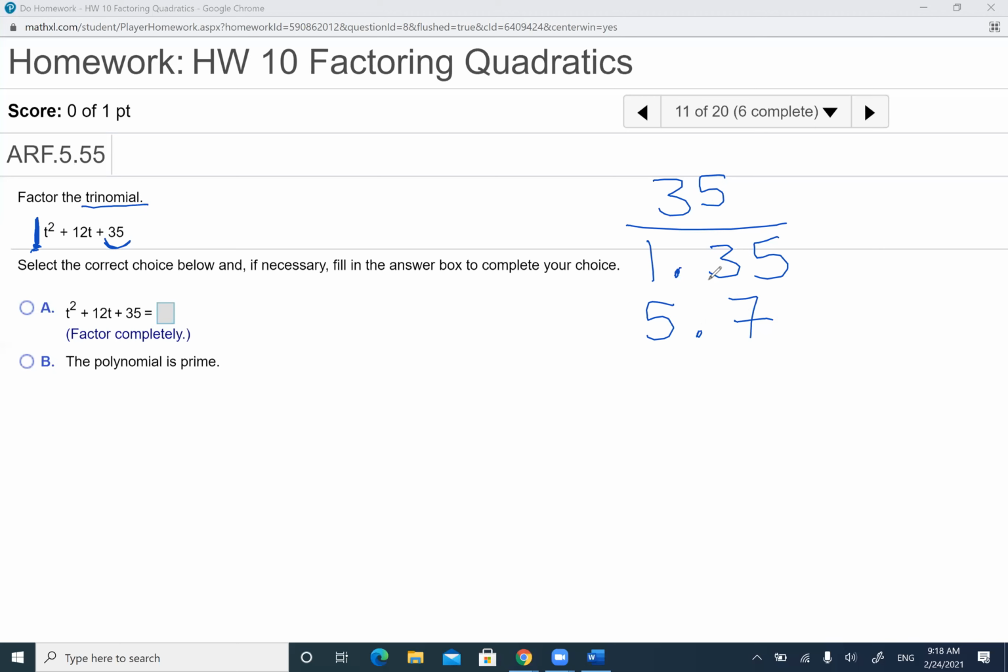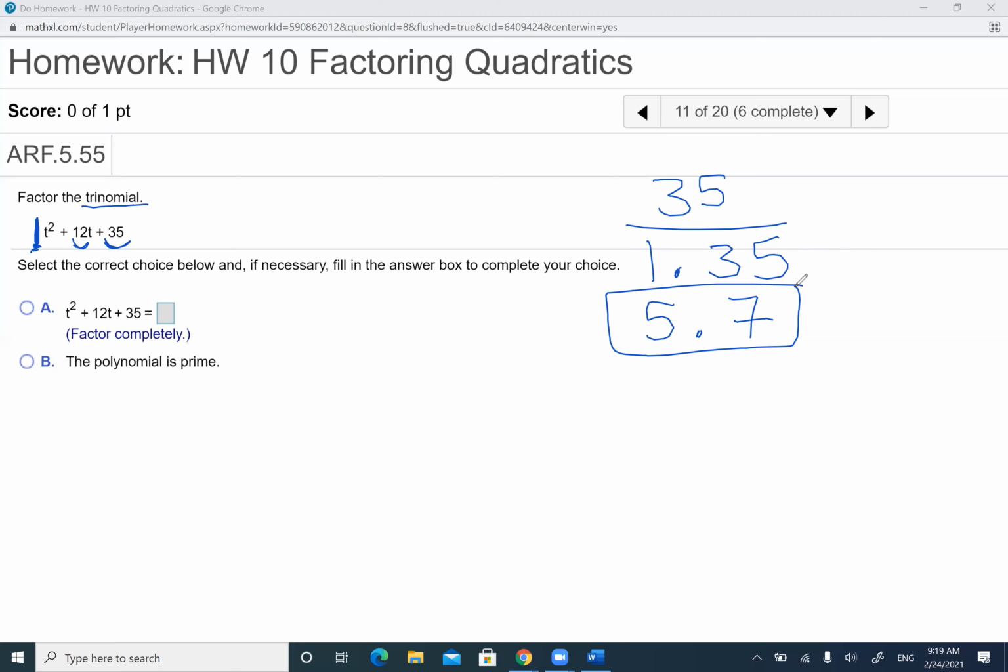Now, what you do with these factors is you need to see which 2 factors add up to the middle number, 12. So 1 plus 35 is 36. 5 plus 7 is exactly 12. So these are the 2 numbers you need to find. These are like 2 magic numbers. So you have to find those 2 numbers which multiply to the last number, 35, and add up to the middle number, 12. Okay?